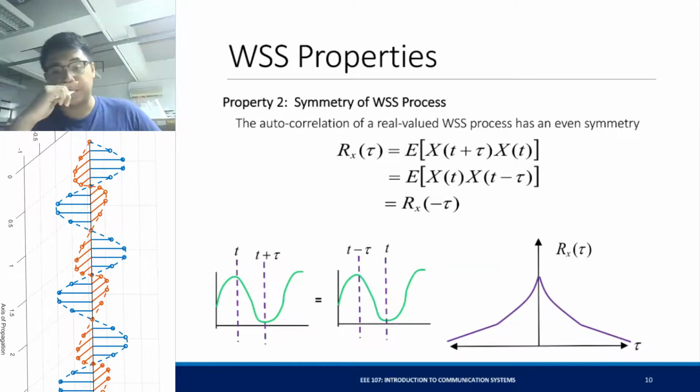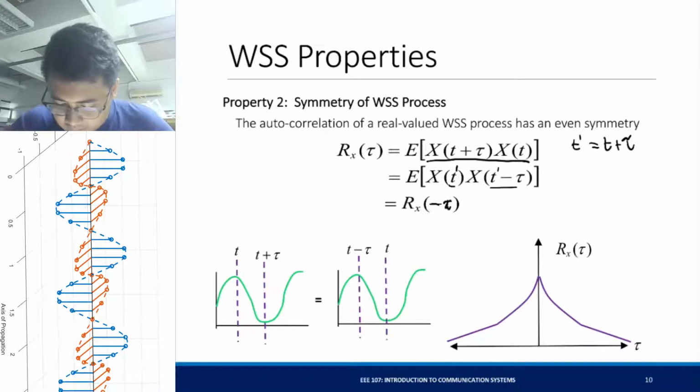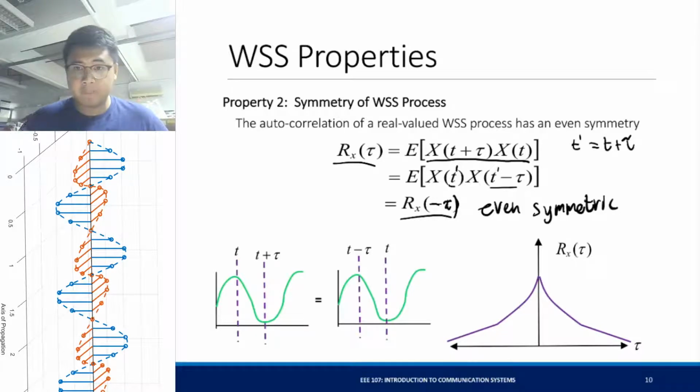Your autocorrelation function also exhibits symmetry. If we get the expectation of this function times this function, we get the autocorrelation. Now if we let some new t prime be equal to t plus tau, then this will become t prime, this will become t prime minus tau, and this is the definition of Rx of negative tau. This means that your Rx of tau is even symmetric. So if you have a WSS process right here, you just mirror that on the other side and you get the complete information about its autocorrelation.